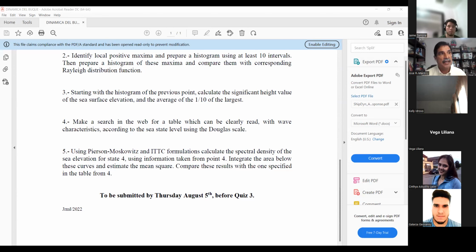Go on, Ms. Astudillo. Compare these results with the one specified in the table from 4. So they present the RMS. So you compare these values, the area under the curve, square root of that, with the significant height. No, I'm sorry, with the RMS value. In this way you can practice these formulations from the spectral density. Is there any question, people? Any questions?